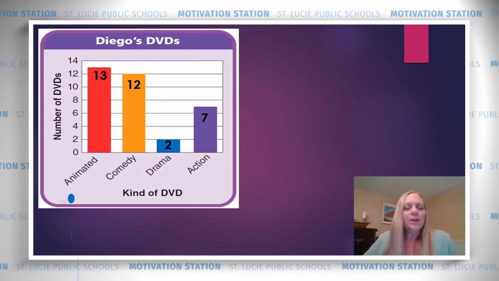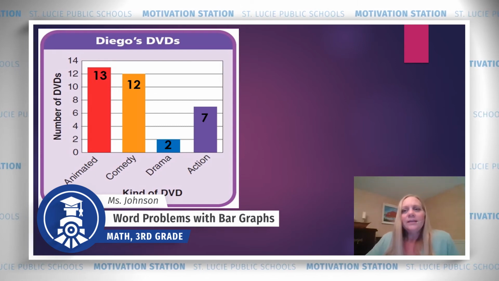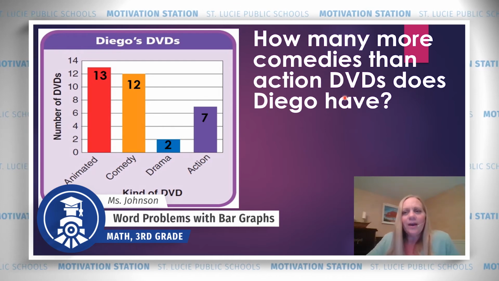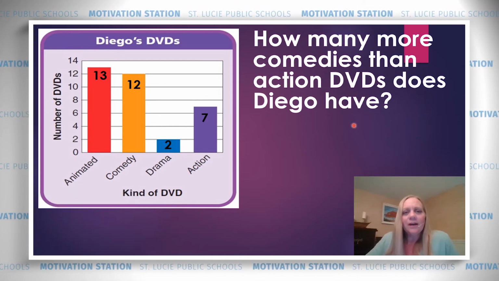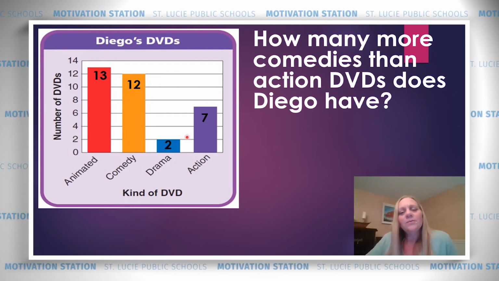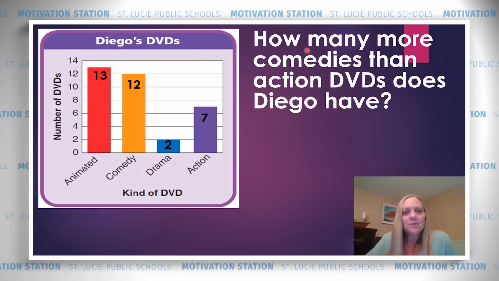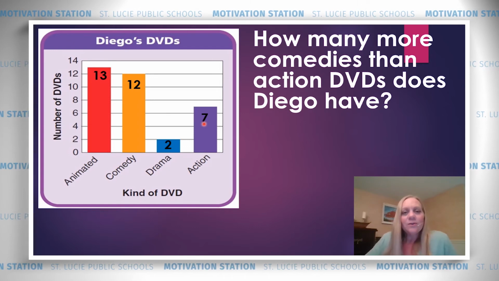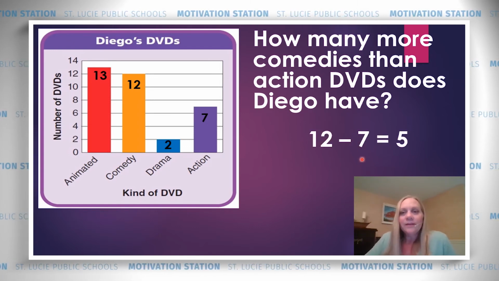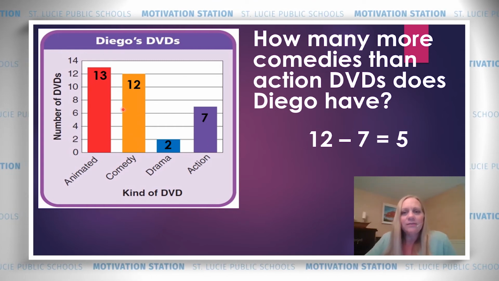The next question we're going to ask about the data we see on Diego's DVD bar graph is how many more comedies than action DVDs does Diego have? So we're going to take a look at comedies, which is 12, and action DVDs, which is 7, and how many more tells me that I need to find the difference between 12 and 7. So if I subtract 7 from 12, I get 5. Diego has 5 more comedies than he does action DVDs.